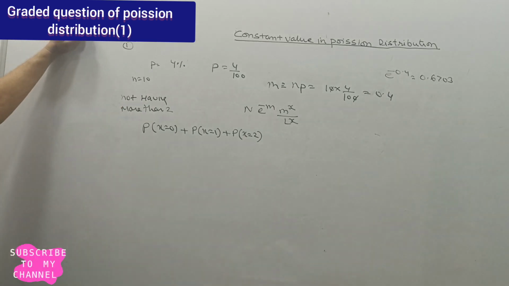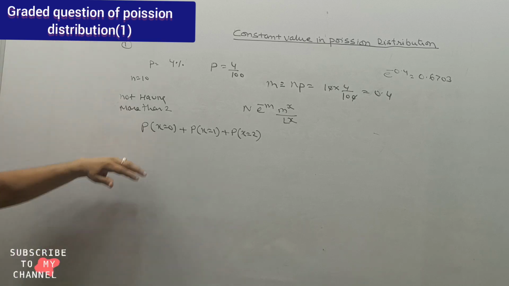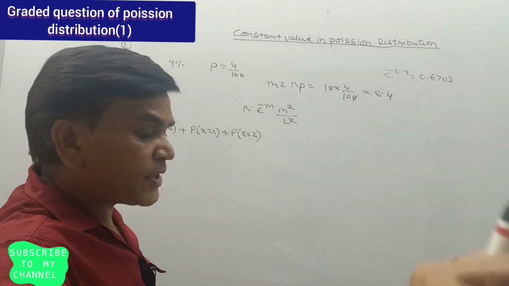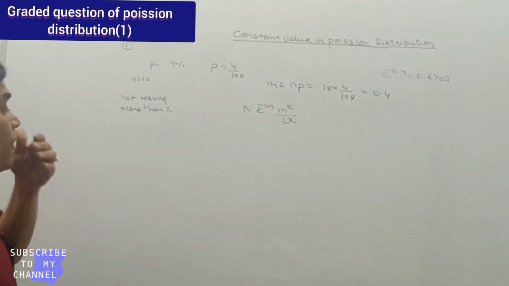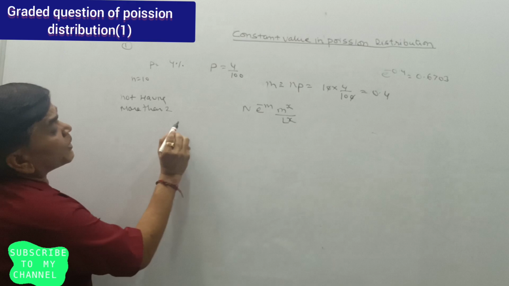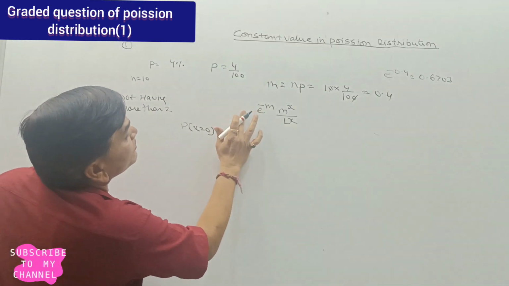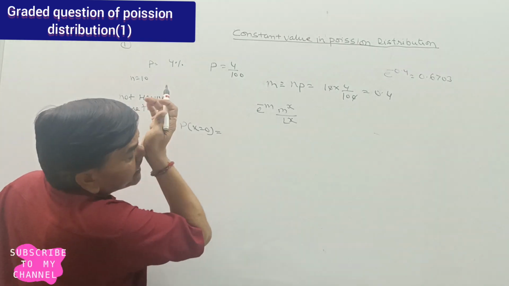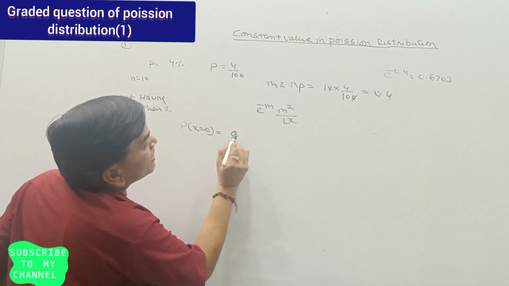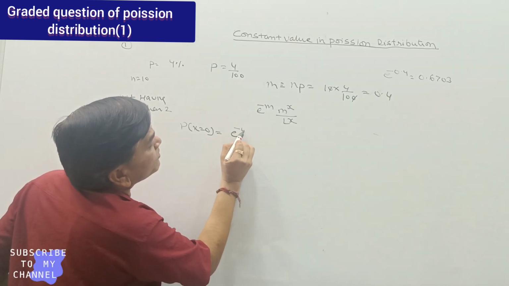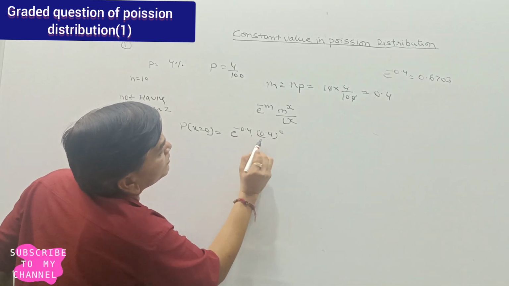So the defective may be 0, defective may be 1, and defective may be 2. Firstly we will calculate for 0 defective, then 1, and then 2. Then we will have it not more than 2. So for probability x equals 0, small m is given, capital N is not given, so we don't need to write n here. That is e raised to power minus 0.4, 0.4 raised to power 0 upon factorial 0.